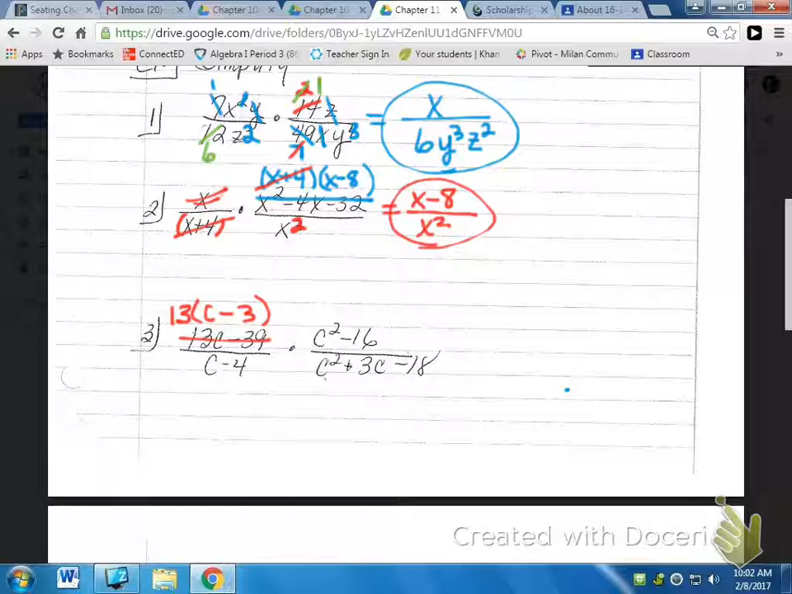What about c squared minus 16? Ben, what's that look like? What is it?